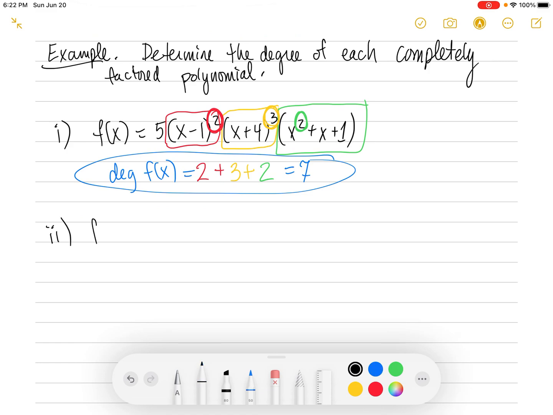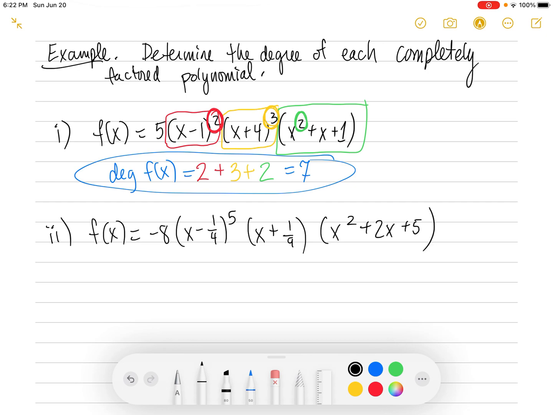Okay, number 2. So I have negative 8 times x minus 1/4 to the 5th power times x plus 1/9, and then finally times x squared plus 2x plus 5. What I'm telling you with this is that it's already completely factored. You can't factor it anymore.